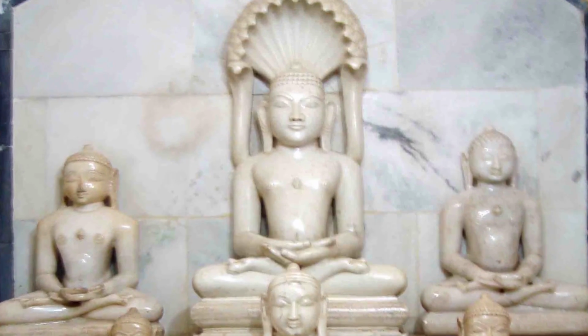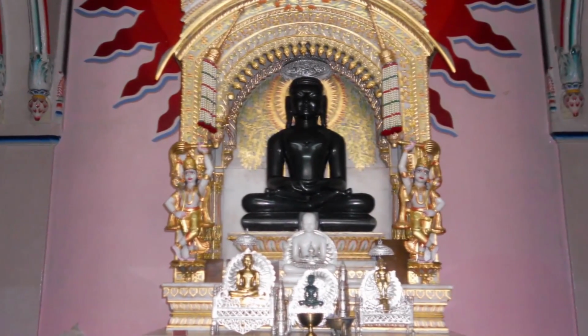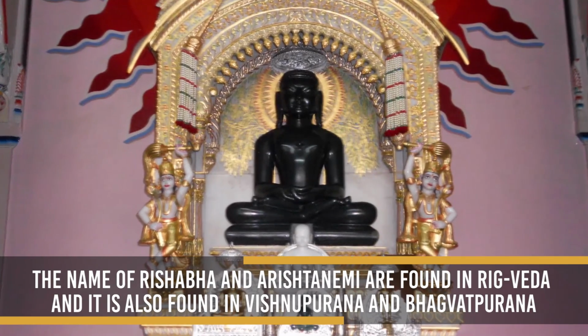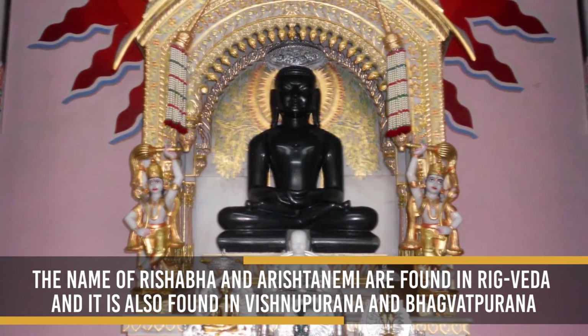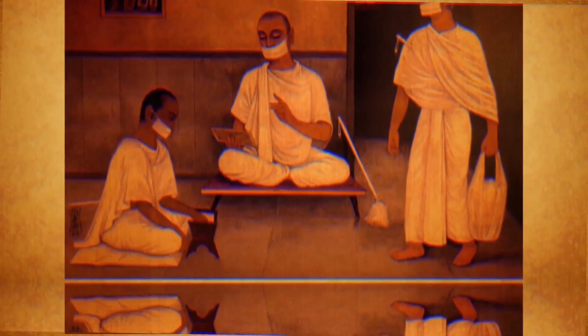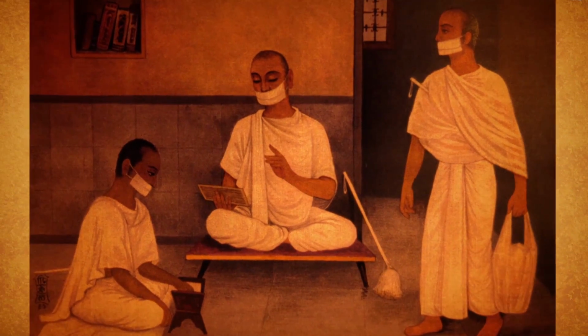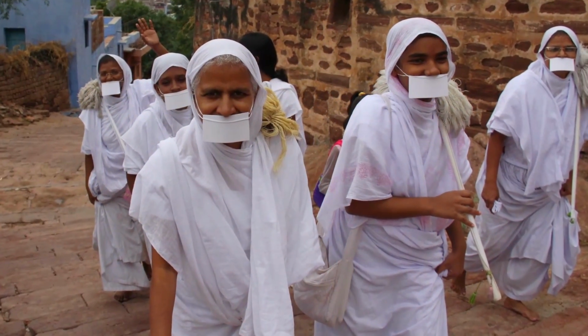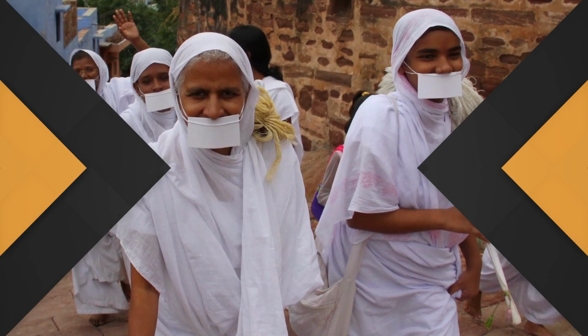So, let's get started. Jainism. The origin of Jainism is surrounded by anonymity. The names of Rishabh and Arishtanemi are found in the Rig Veda, and also in the Vishnu Purana and Bhagavata Purana. These indicate that Jainism is as old as the Vedic religion itself. Jainism is the outcome of the teachings of the 24 Tirthankars.